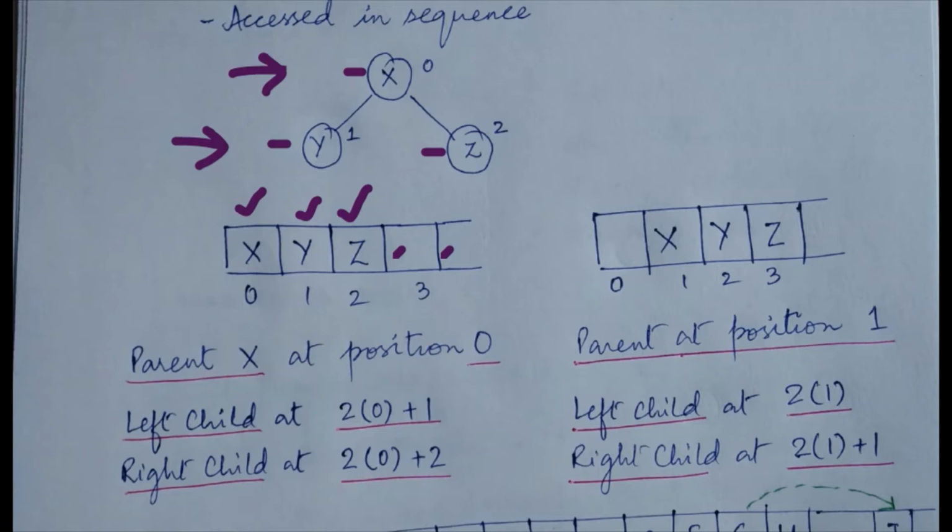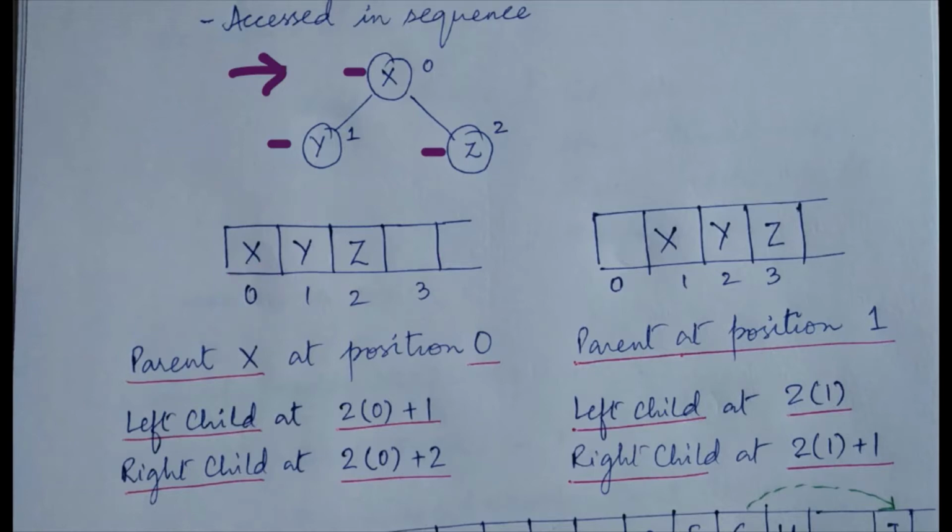Another way, which is slightly different: here I started with index 0. I can start with index 1 and leave out this. It doesn't make any difference. It just makes your mathematics a bit easier.